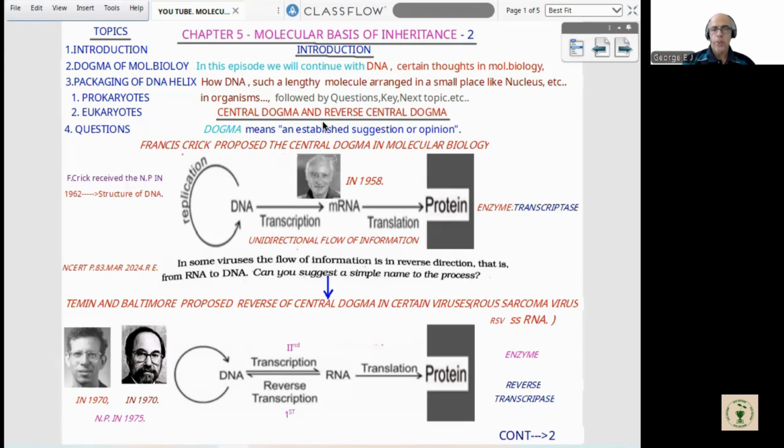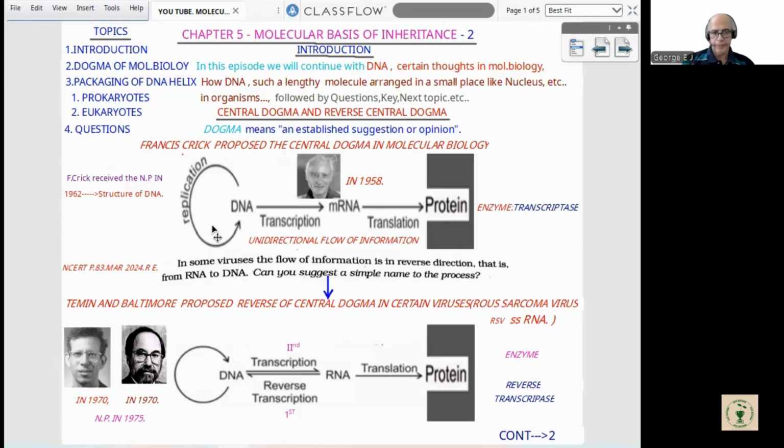First, we should know what is meant by the term dogma. Dogma means an established suggestion or opinion. And when we come to the central dogma in molecular biology, the scientist is Francis Crick, 1958. I remember Francis Crick received the Nobel Prize in 1962 in connection with the structure of DNA, along with Watson and Wilkins, etc.